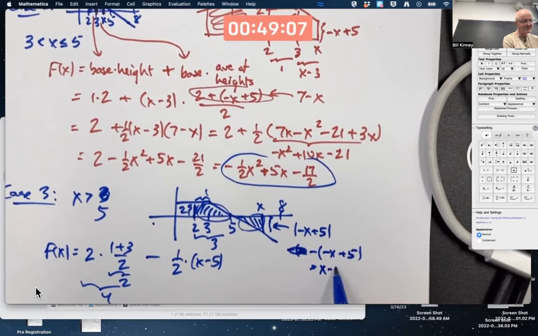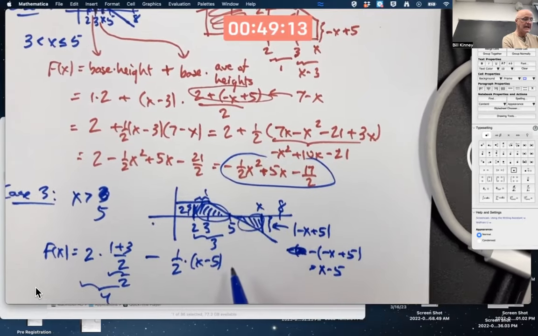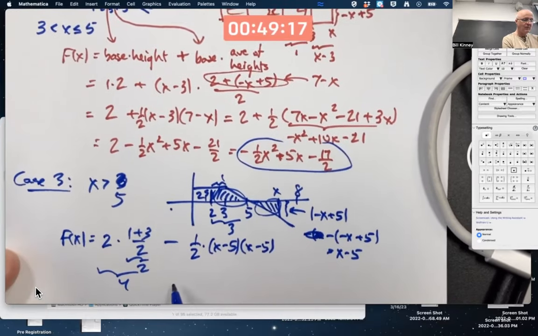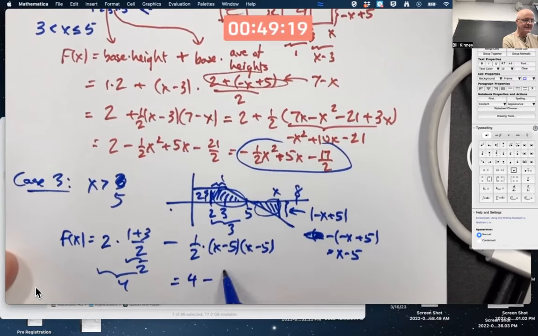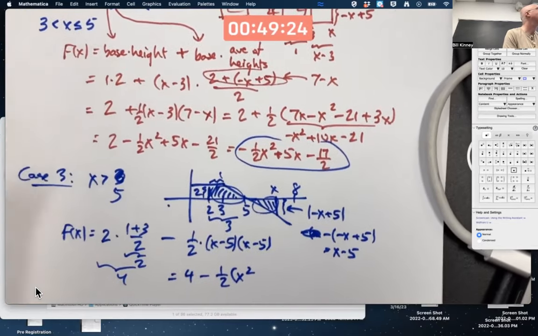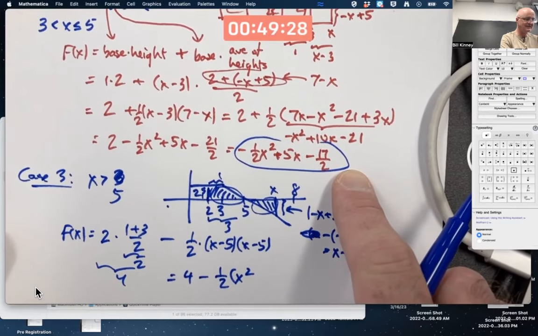It's x minus 5 as a positive height if x is bigger than 5. I know that was quick. So I multiply by another x minus 5. What happens when I simplify all this? You know what you should get? You should get probably the same thing as we got in case 2. Is that going to happen?